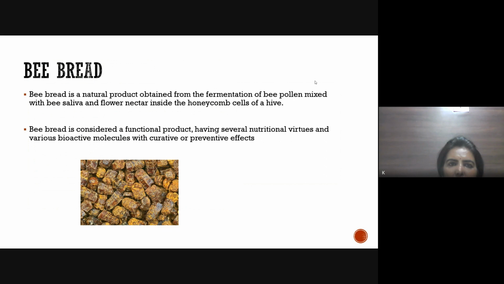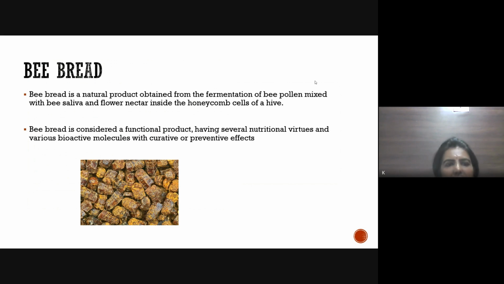The next one is the bee bread, which is also a derivative of protein. It's a natural product obtained from the fermentation of bee pollen mixed with the saliva and flower nectar inside the honeycomb cells of a hive. So in the hive, if the pollen is collected and kept inside, then it becomes the bee bread. It is a fermented product. It is not as such what you see in the flower. That pollen is very different from the bee bread which is found in the comb. It is mixed with enzymes and a bit of honey is also there.